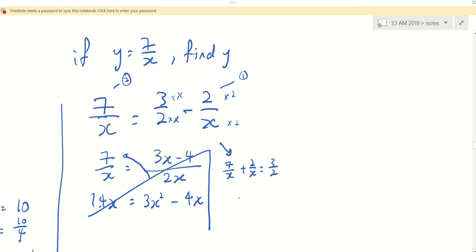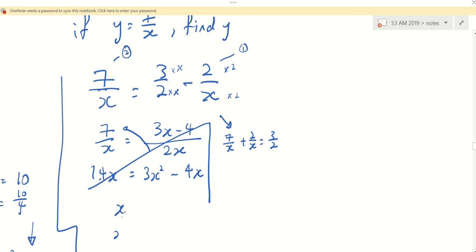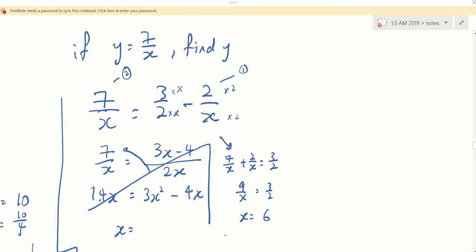What is your answer by the way if you move 3? I don't know. You try first. You try moving 3 first. So 9 over x equals to 3 over 2. x equals to 6. But I want to find y, so what do I do? Sub into here, right? So y equals to what? 7 over 6.